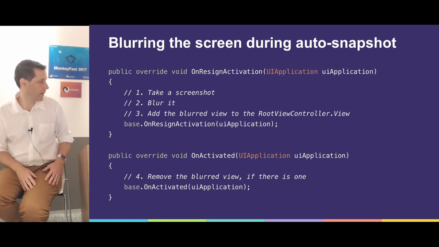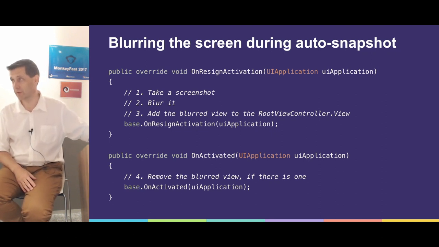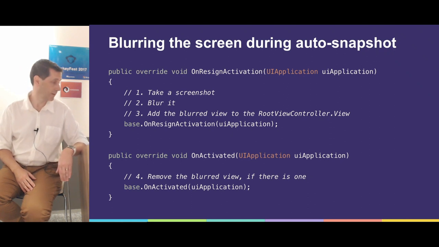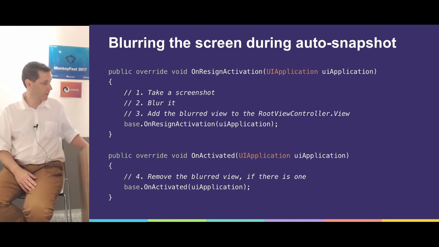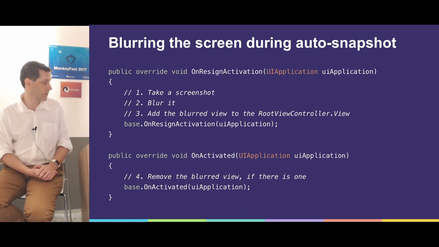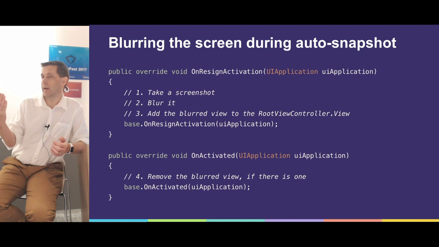A couple of quirks just to point out here. In order to achieve this, I'm overriding on resign activation, and I'm overriding on activated. And this is in the Xamarin iOS platform project. If you look at the things you can override, it does look like you've got a few choices there. You also come across did enter background and will enter foreground. The reason I'm not using those is if you're in your app and you tap the home button once, go to your home screen, your app will go to the background. So did enter background will fire.